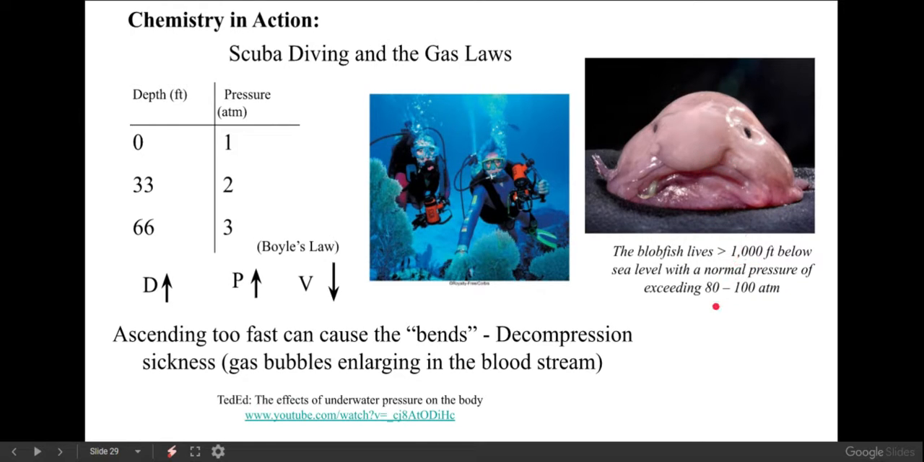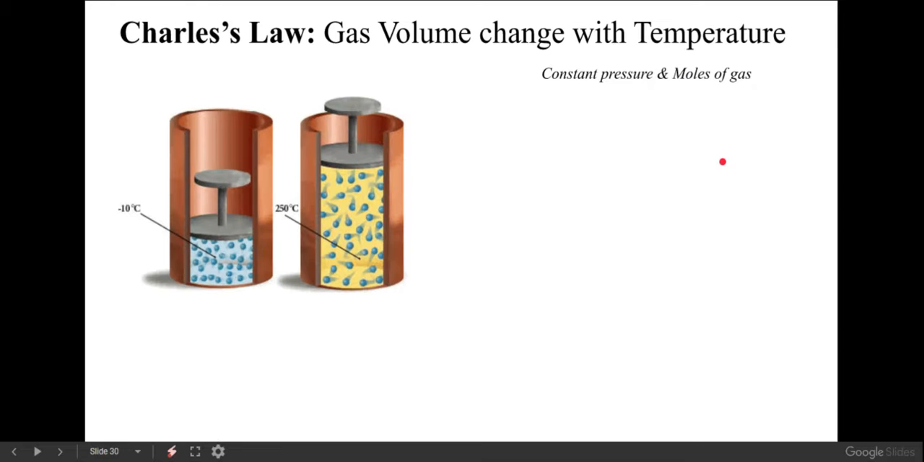It lives in an environment that has pressures of 800 to 100 atmospheres, but when you pull it up rapidly, all the gases start expanding and cause this thing to look like this.